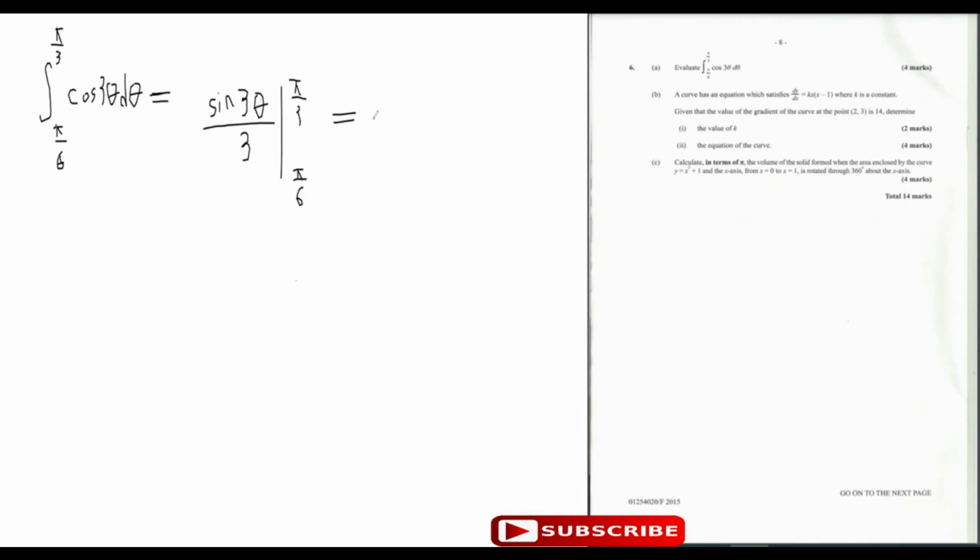So this works out to be 0 minus, you plug in pi by 6 now, which is 30. 3 times 30 is 90. The sine of 90, as we know, is 1. So this works out to be 0 minus 1 over 3. So the answer is minus 1 over 3. Nice and easy.